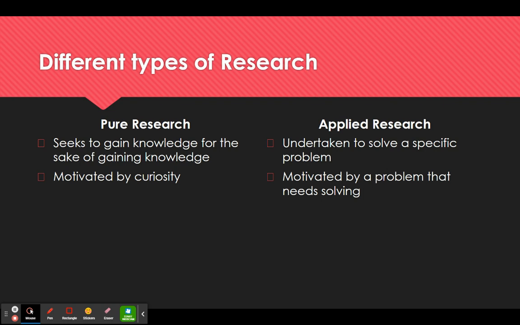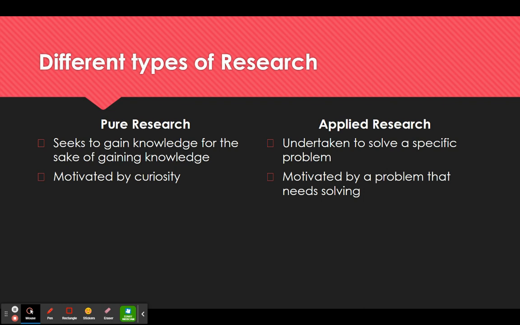So I have a problem, maybe I have a drug that I want to take to market through the FDA, but I need it to be able to do something first. The scientific method steps that I'm taking to go through and test out this new medication that I'm creating is for a specific problem. So I have a specific problem. I'm trying to find an answer to that problem. That would be what we call applied research. So there is a difference between the two.